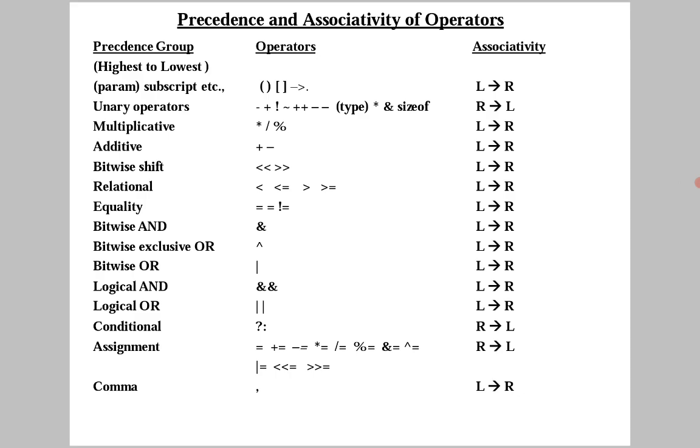Generally they execute in two ways. Some operators are executed from left to right, and some operators are executed from right to left. Means they start from left and go towards right, and some are from right to left. So this table is called the order of precedence, or precedence of operators in C language.